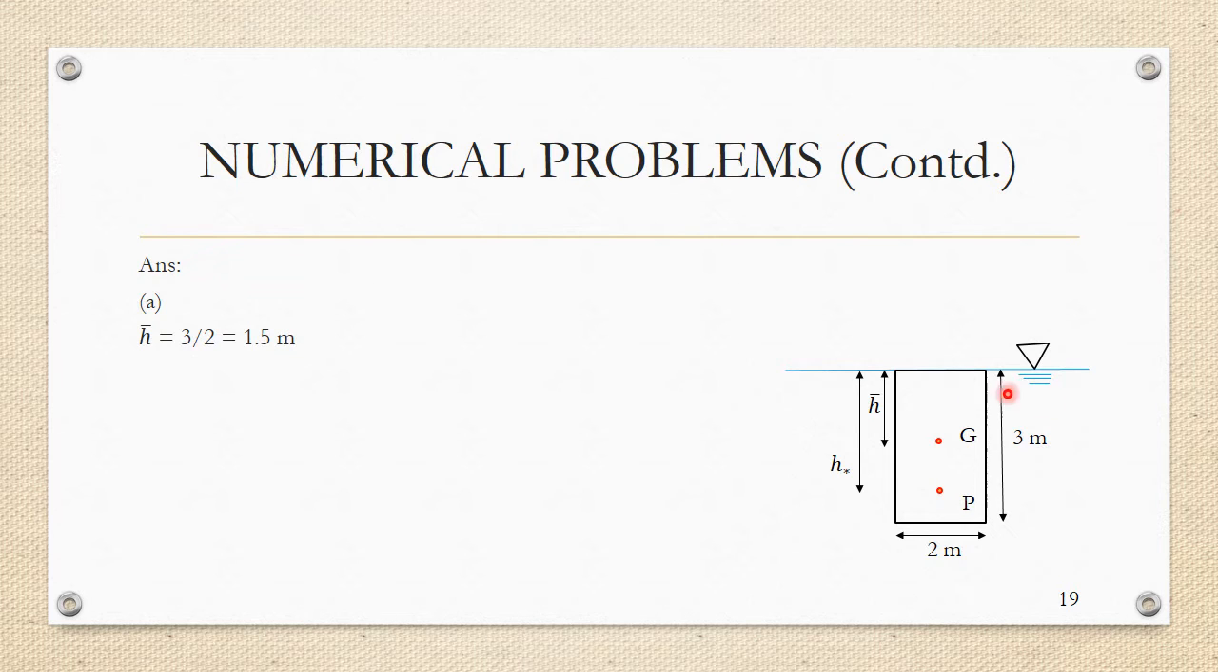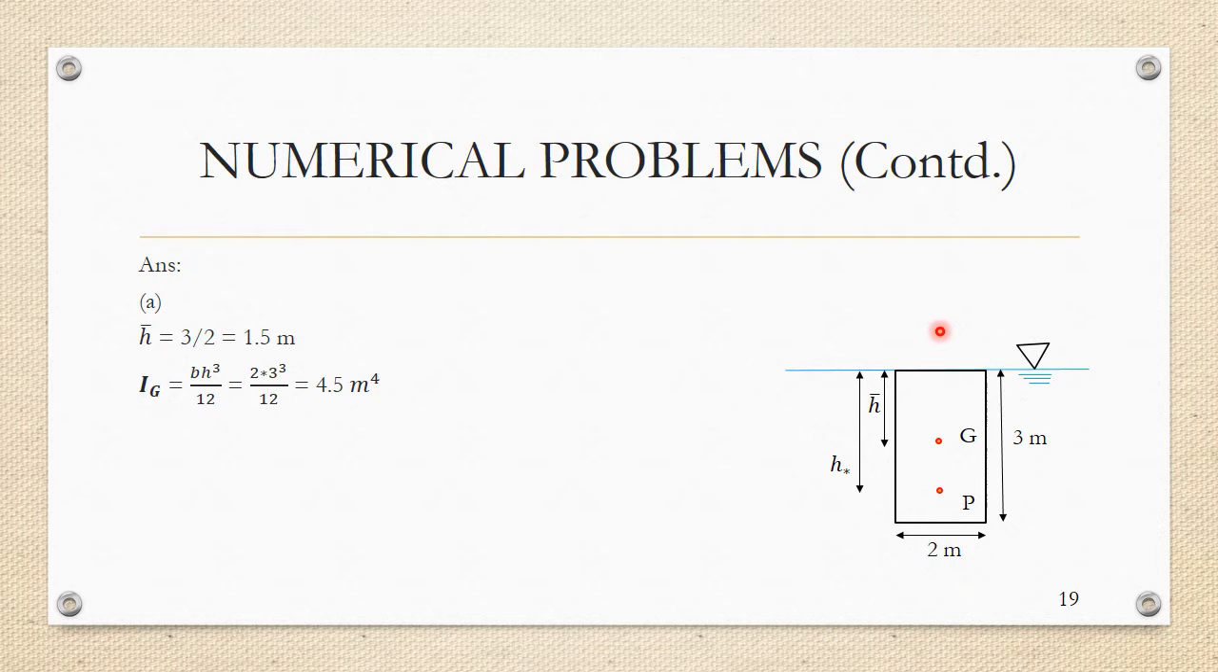So first thing is h bar. H bar is lying at the center of the rectangular surface. So h bar is the distance of the centroid of the rectangle from the free surface. So since the depth is 3 meter, G would lie at 3 by 2, 1.5 meter. So once you get 1.5 meter, you can also calculate Ig.